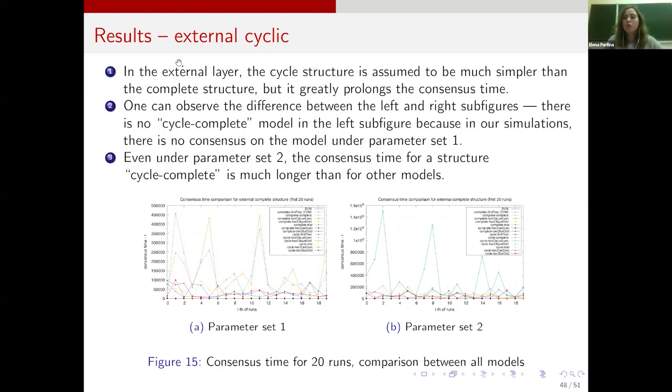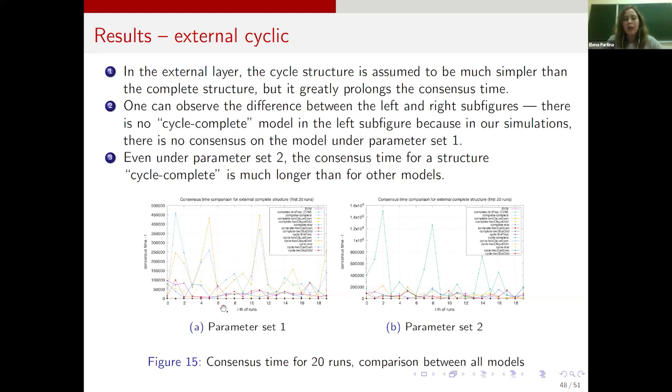The most interesting results are about the external cycle. If the cycle structure is assumed in the external layer, it seems to be a simpler structure compared with complete, but it was expected that it greatly prolongs the consensus time. So this is the first observation, but it was expected. We can also observe, if we compare these two figures, that we show all the network structures and represent the consensus time and compare it.